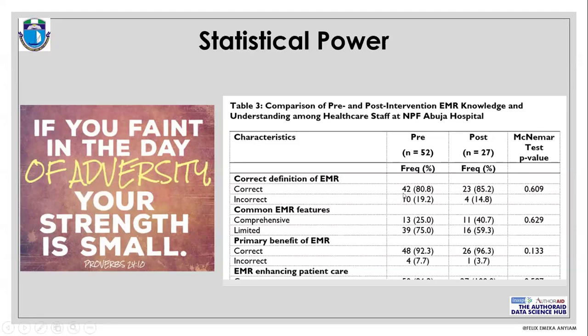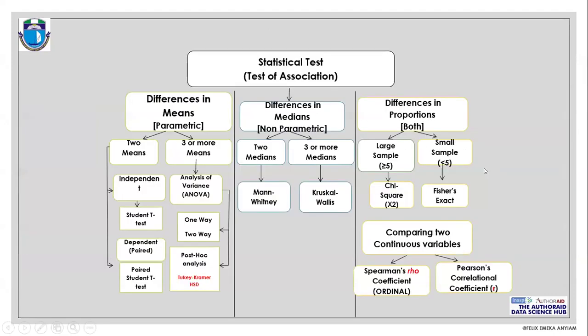But for the first and the third row, Fisher's exact P would have been appropriate. Why? Because you have values less than 5. You have a 4 in the first one, you have a 1 in the second. But because we are looking at a pre and a post scenario, the McNemar test p-value is appropriate here. So I hope that is clear.